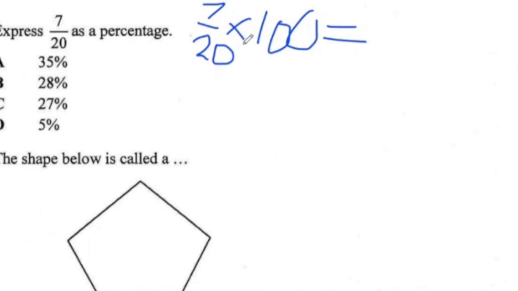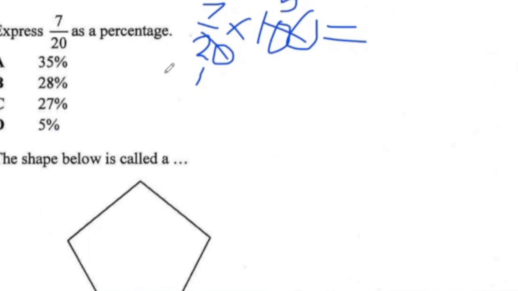So what we're going to do now is divide: which number can go into 20 and 100? We need to find the highest common factor of these two numbers. The highest common factor of 20 and 100 is 20 itself. So 20 into 20, it's 1. 20 into 100, it's 5.